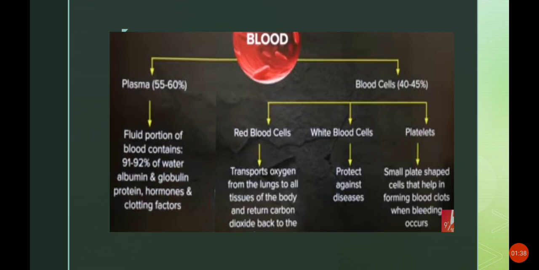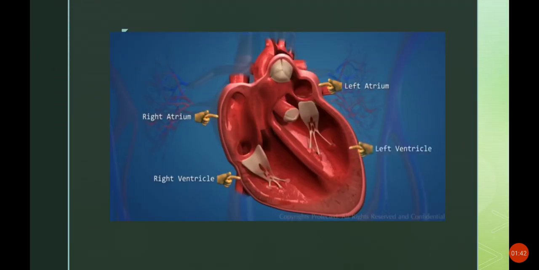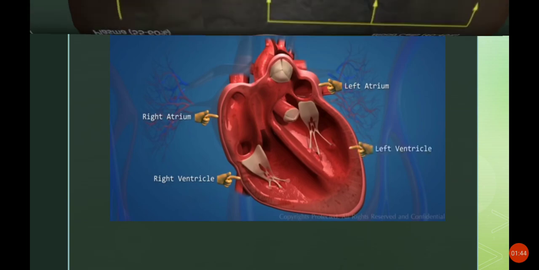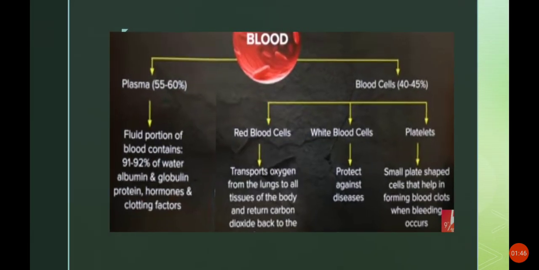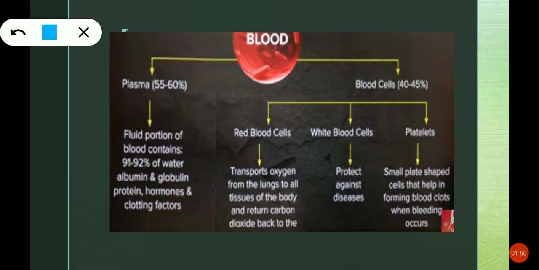And blood cells. Blood cells have 3 types: red blood cells, white blood cells and platelets. Red blood cells are greater in number than the other two, white blood cells and platelets.